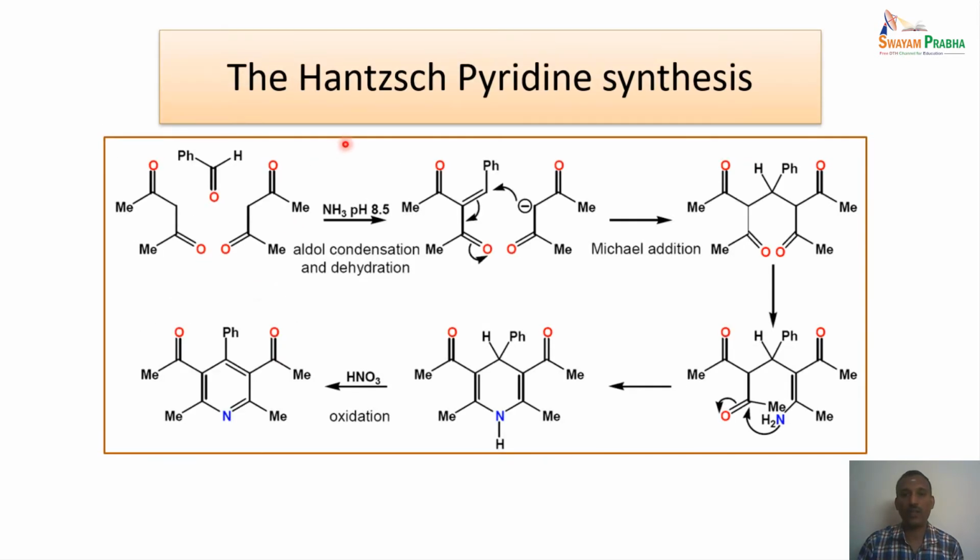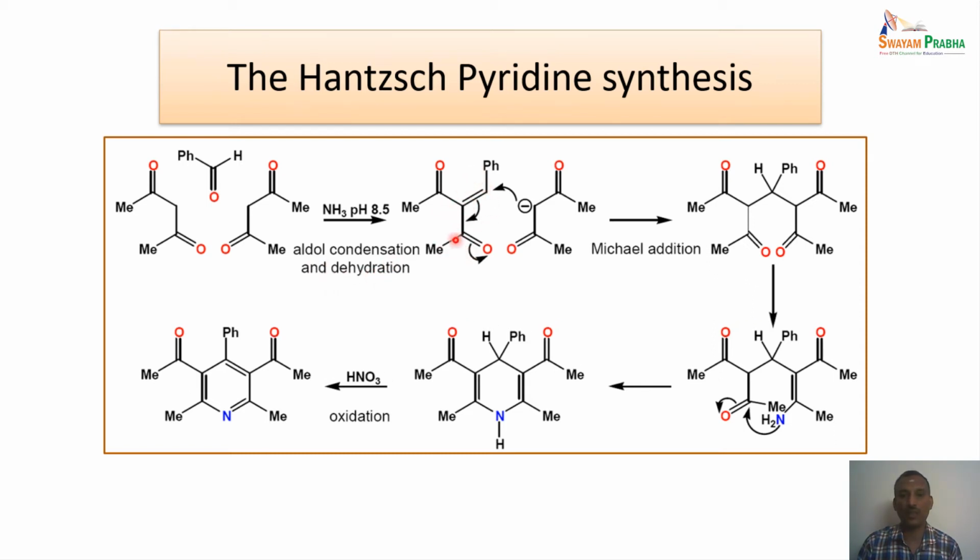Let us start with the Hantzsch pyridine synthesis. Here an aldehyde and dicarbonyl compounds are involved in a condensation reaction. Two molecules of a 1,3-dicarbonyl compound and an aldehyde, in this case benzaldehyde, are condensed in the presence of ammonia at pH 8.5, that is under basic conditions. These undergo aldol condensation and dehydration. So this is the first step.